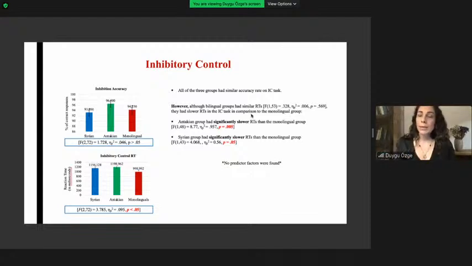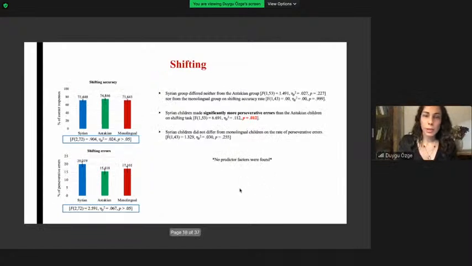So when we look at inhibition, again, we didn't see any differences in accuracy rate. But you see here their reaction time. We test both their accuracy and the time it took for them to give that accurate or inaccurate response. While they didn't differ with respect to accuracy, we saw that they differ in their reaction times. The Antakyan group was slower and the Syrian group was also slower than the monolingual group. So the monolingual group was faster, but they were not more accurate.